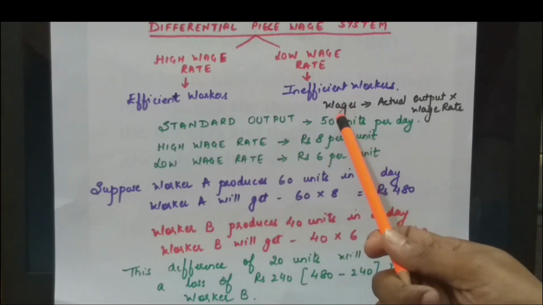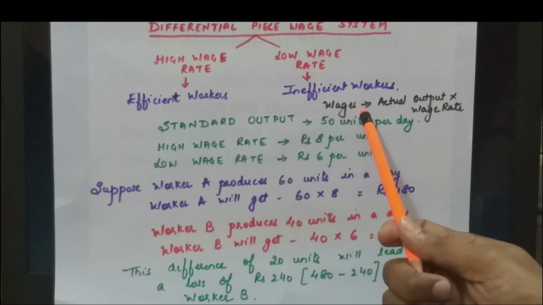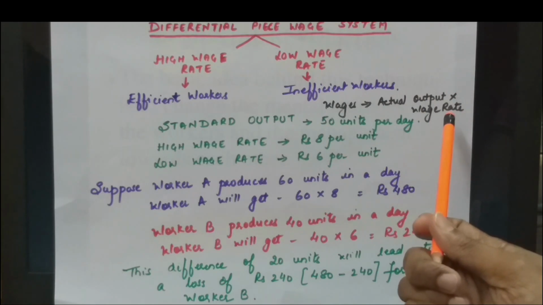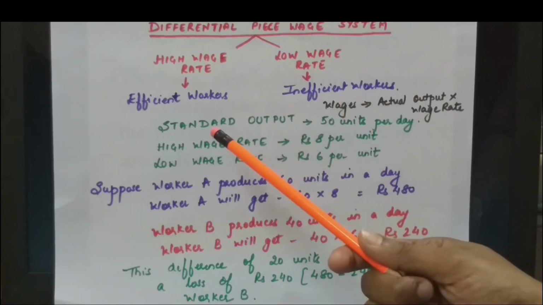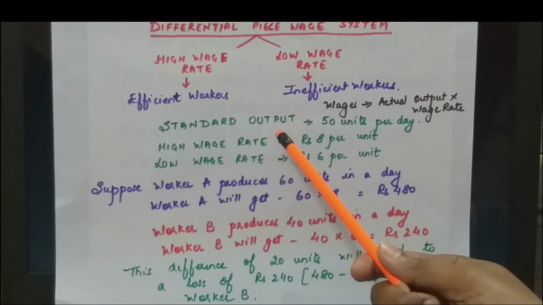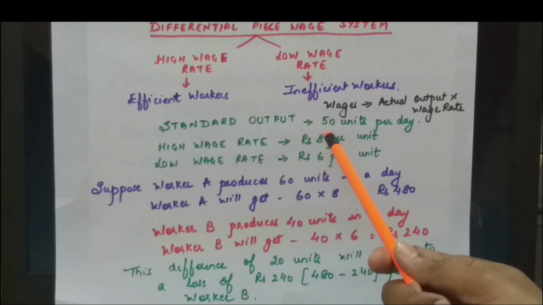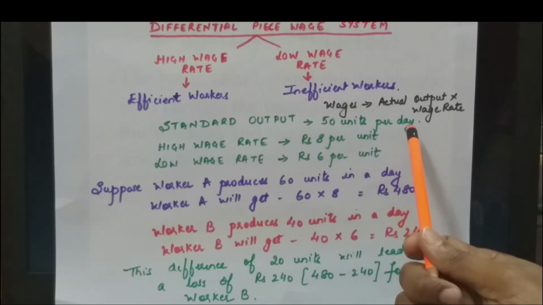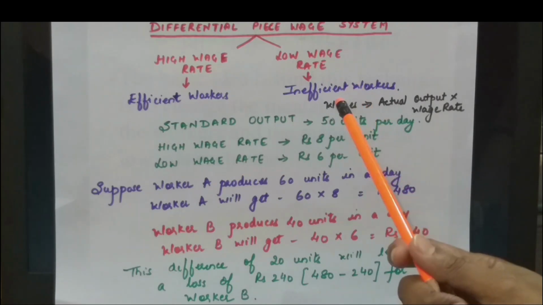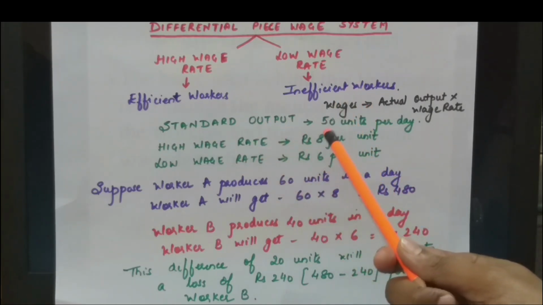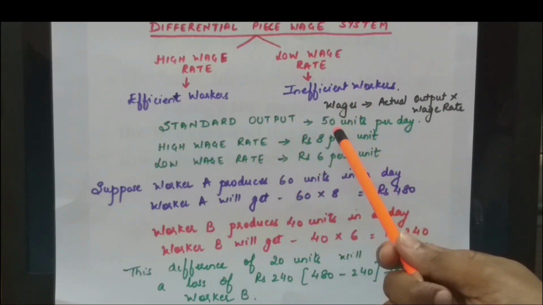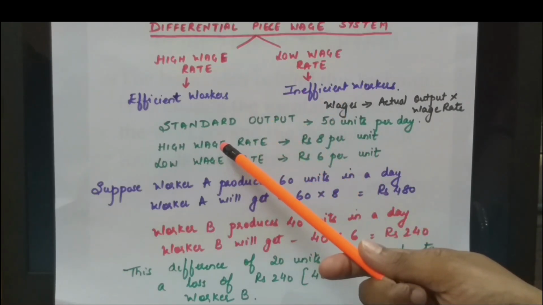Now, the wages are being calculated. You all know the formula, that is actual output into wage rate. Now, suppose the standard output being fixed for a day is 50 units per day for a worker. For one worker, the standard output, suppose it is fixed as in a day, a worker has to produce 50 units. He said that 2 wage rates should be fixed.